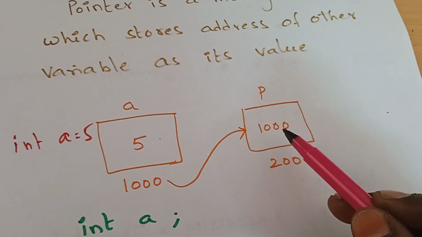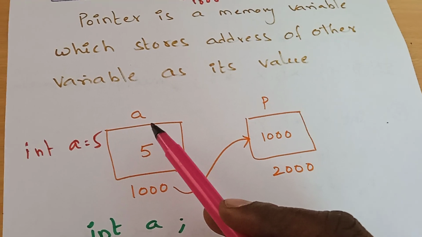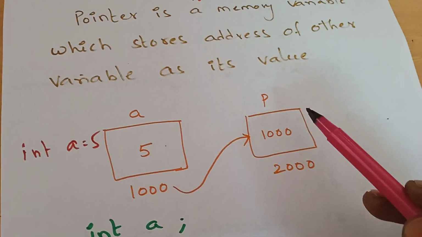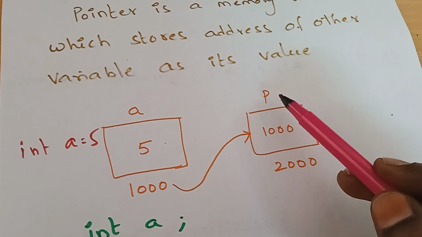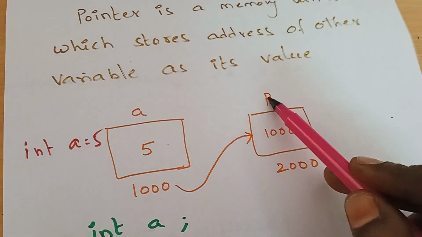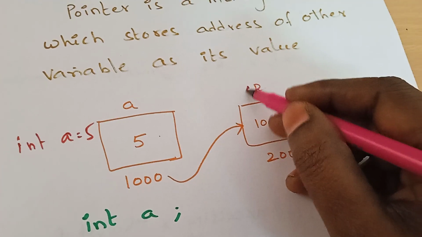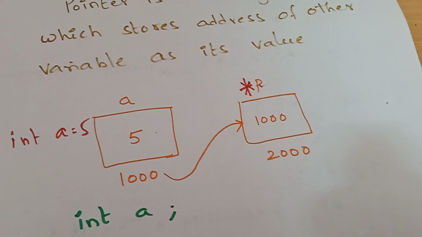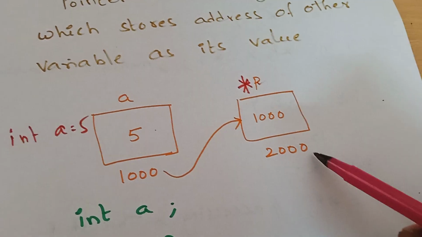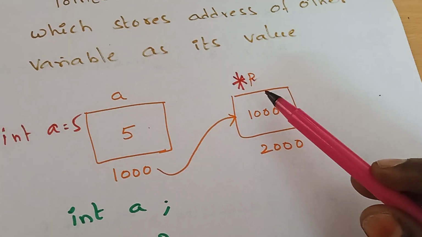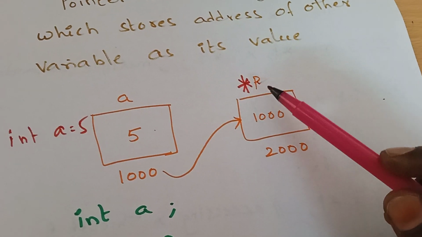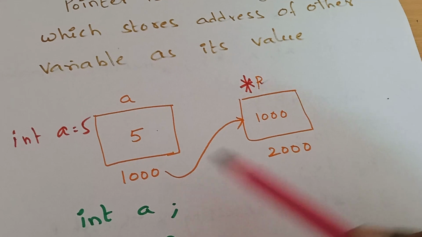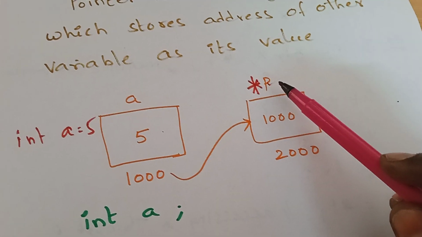Now what is my other variable? a is my other variable. The address of a is 1000. When this address becomes the value of some other variable, that other variable is called a pointer variable. A pointer variable is always denoted with *p. As it is a variable, it also has an address, right? The address of the pointer variable is 2000, and the value of the pointer variable is the address of the other variable. The name of the pointer variable is *p.